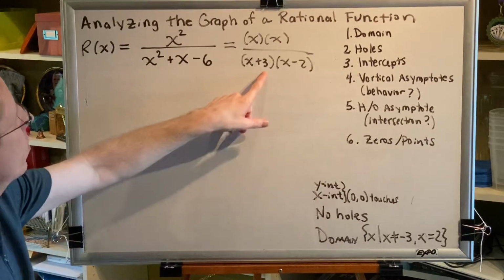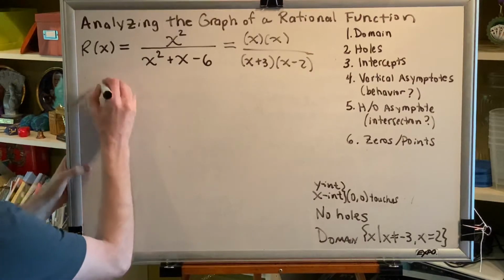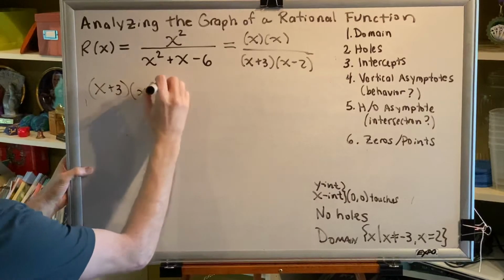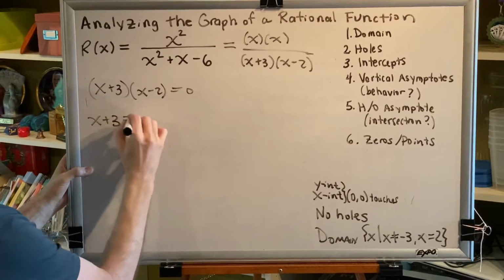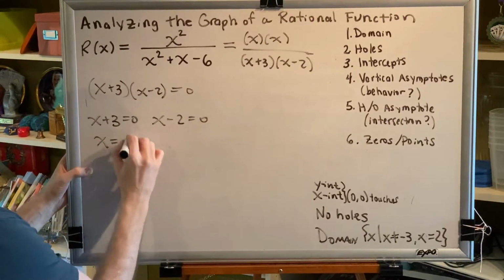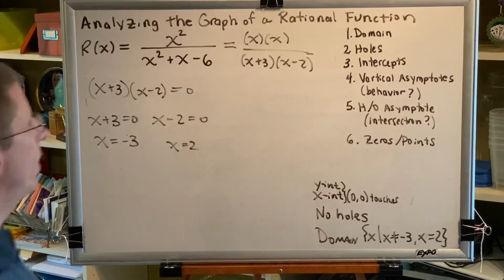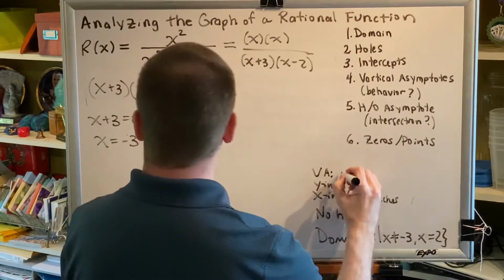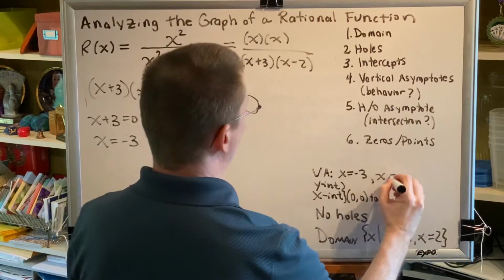So we're going to use our reduced denominator polynomial to find the vertical asymptotes. So we set the denominator equal to 0. Then by the zero product property, x plus 3 equals 0, x minus 2 equals 0. And solving each equation gives us two vertical asymptotes, x equals -3 and x equals 2. So our vertical asymptotes are x equals -3 and x equals 2.